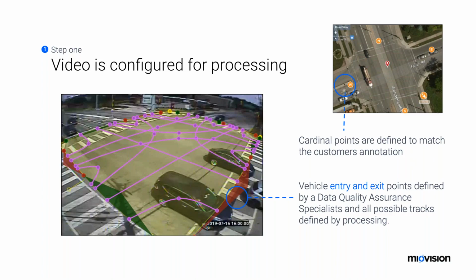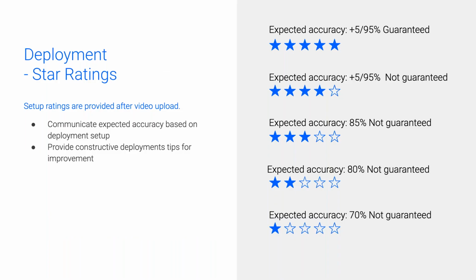So I'm going to deviate a bit from the steps and go into our feedback process. The feedback that you would get comes in the form of a star rating. We use that to communicate the expected accuracy based on the setup. So you can see on the slide here what accuracy you might expect. If you're receiving a 4 or 5 star rating, we'll continue forward with the processing.